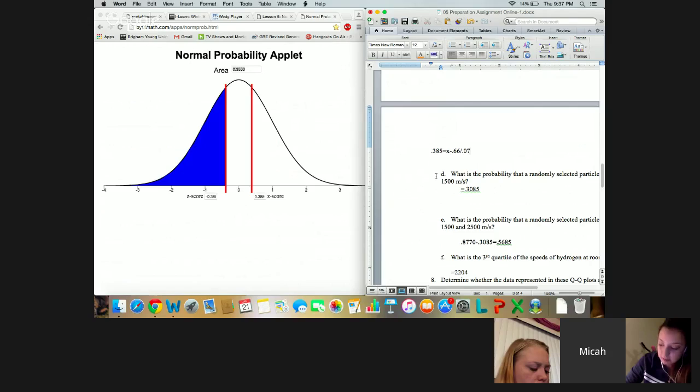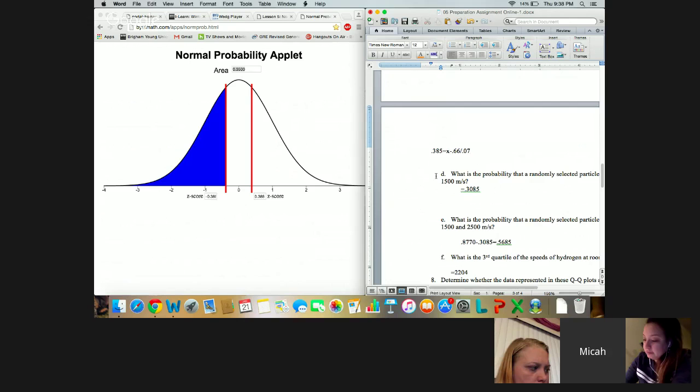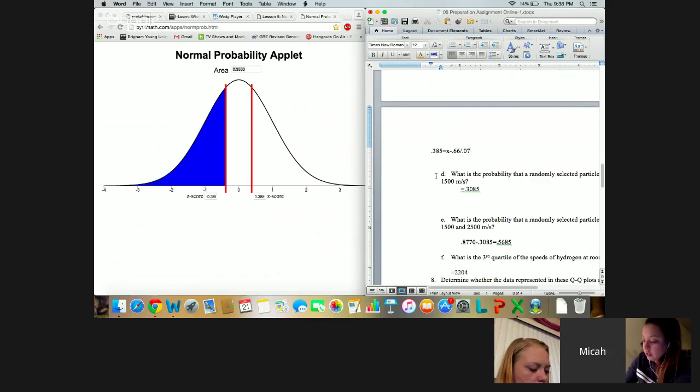Hold on, let me try it again. 3.85 times 0.07. So I get 0.2695 when I multiply the 3.85 times 0.07. Yep, and then you add 0.66 to that. Oh. And so that's where I'm getting 0.68695.